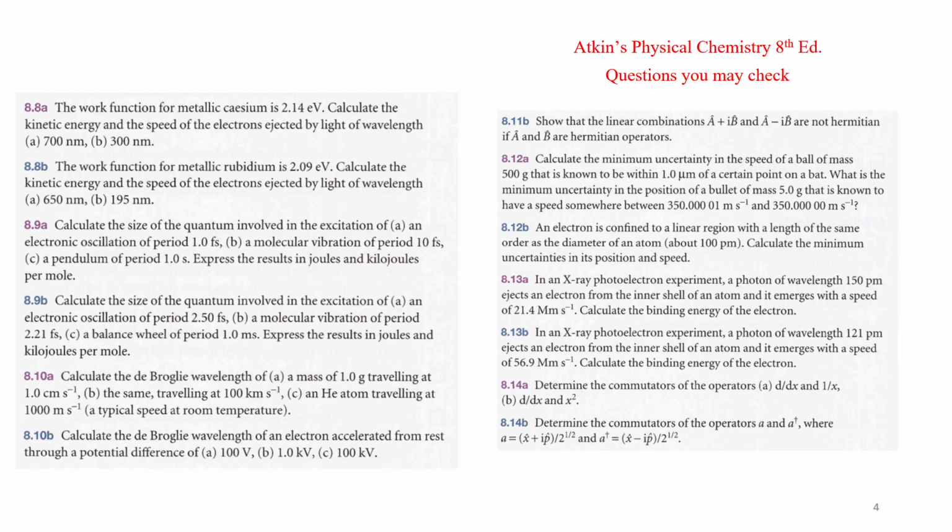Okay, so the next question, 8.12a, is to calculate the uncertainty in the speed of a ball of mass 500 gram, that is half kg, that is known to be within 1 micrometer of a certain point on a bag. So obviously this is a question about the Heisenberg uncertainty principle, and you know one of the formulas regarding that: uncertainty in position multiplied by uncertainty in momentum is greater than or equal to h cut by 2.